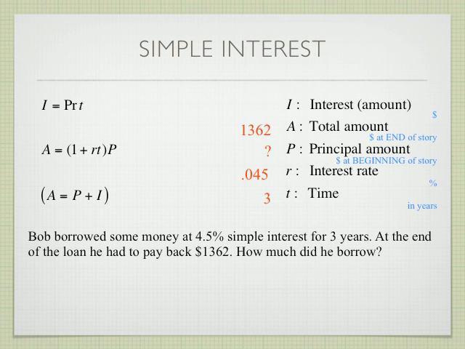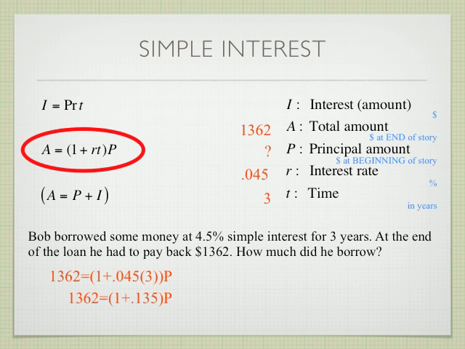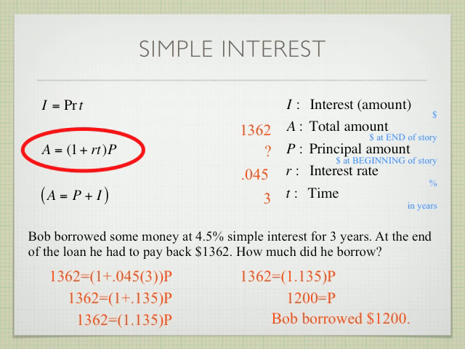I put 1362 in place of A. I put 1 plus R times T, replacing R with 0.045 and replacing T with 3. And then I keep P as a P because that's what I'm looking for. To simplify this, I'll start within the parentheses. 0.045 times 3 is 0.135. Adding 1 and 0.135, I get 1.135. Now I want to get P by itself. Divide both sides by 1.135. I get P equals $1,200. So Bob borrowed $1,200. And that's all we need to do.